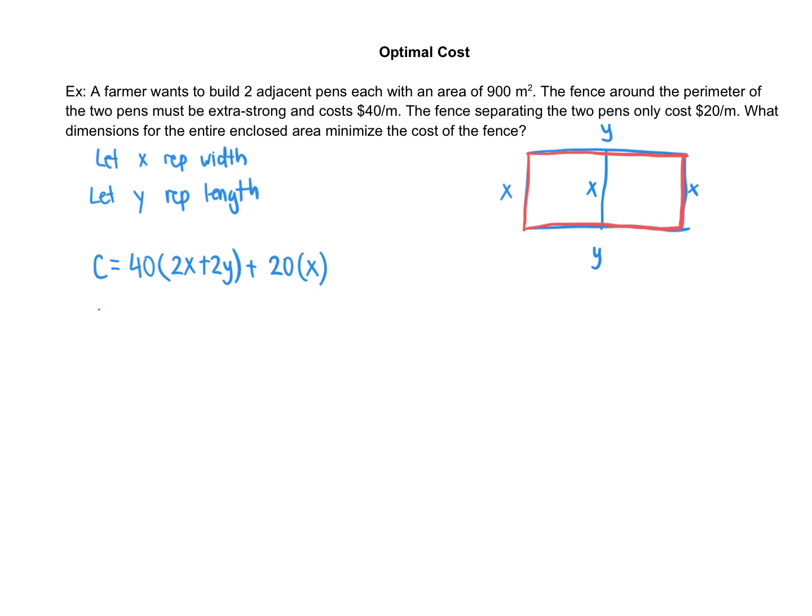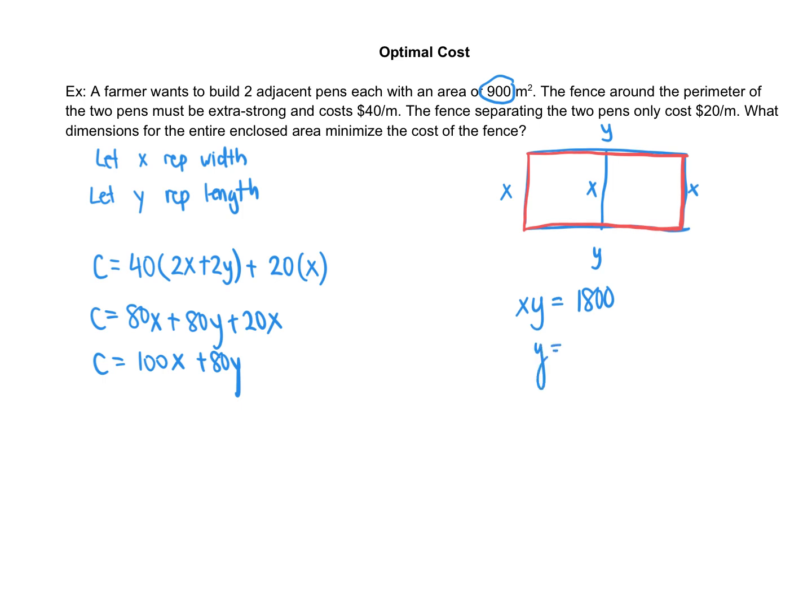So I'm going to clean this up, collect some like terms, just try to make it look a little better. And here's my cost equation. Now, unfortunately, I have 2 variables here, which isn't great. But there's a piece of information I haven't used, and that's the fact that the area of each pen is 900, meaning the overall area, so X times Y, should be 1800. And then I can divide both sides by X if I'm isolating for Y, and here we are.